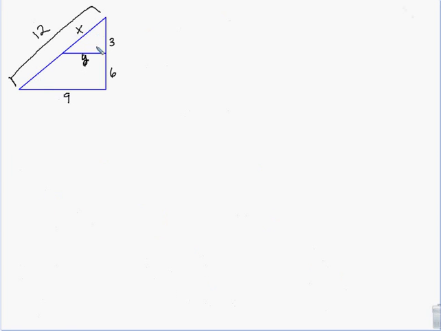So for this one, since the 12 is the whole long side, the x and the 12 go together. And then 3 goes with 3 plus 6. Because it needs to be the whole triangle.